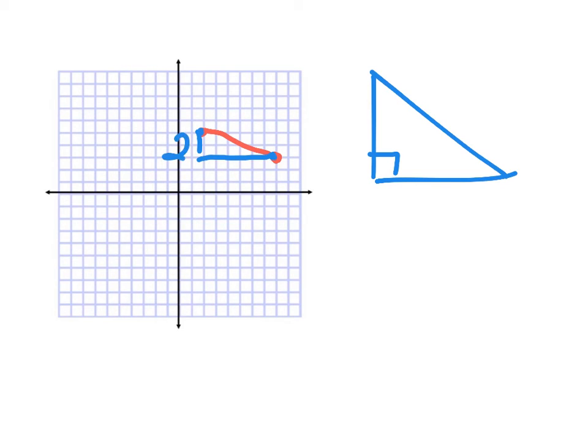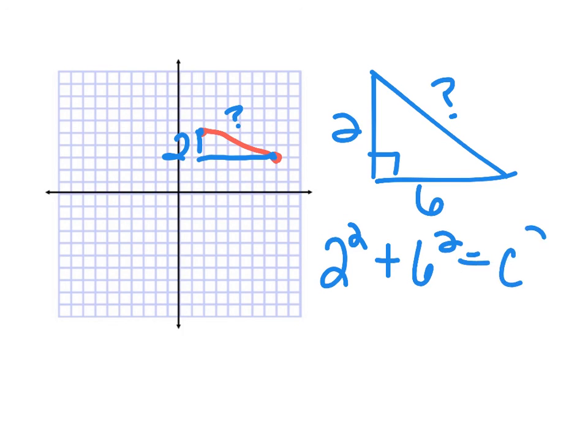Okay, once I have my right triangle, I can count how long the sides are. Okay, this side over here is 2. I'll label that. Going across, it's 1, 2, 3, 4, 1, 2, 3, 4, 5. I think 6. I didn't draw a very good picture, but it looks like 6. Okay, and then I need to find this other length. Okay, if it's a right triangle, you can use the Pythagorean theorem. 2 squared plus 6 squared equals c squared, or x squared.